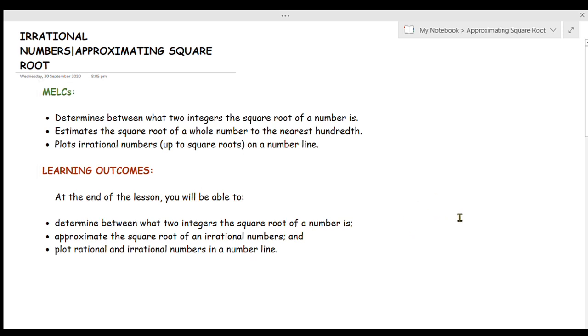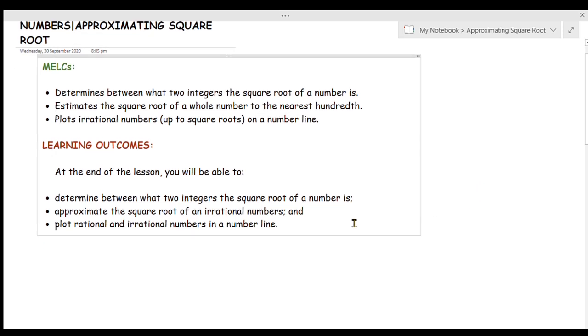So our learning outcomes will be, at the end of the lesson, you will be able to determine between what two integers the square root of a number is, approximate the square root of irrational numbers, and plot rational and irrational numbers in a number line.